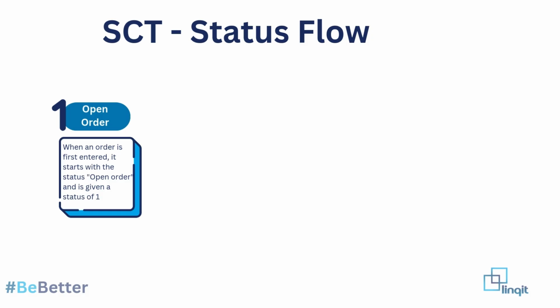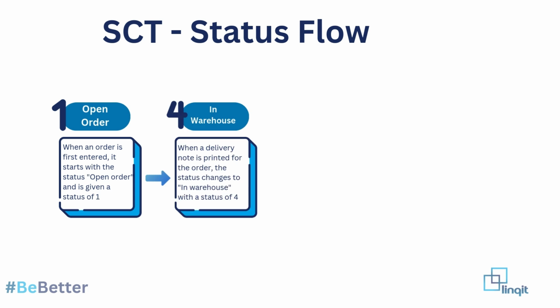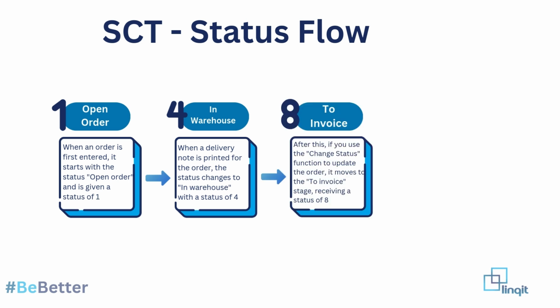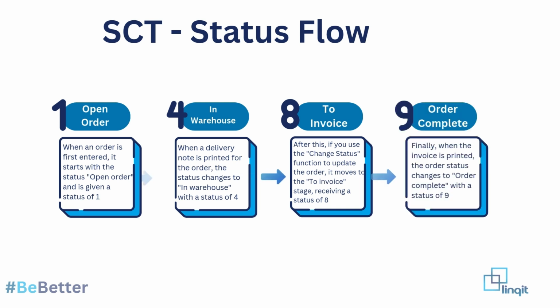When an order is first entered, it starts with the status open order and is given a status of 1. When a delivery note is printed for the order, the status changes to in warehouse with a status of 4. After this, if you use the change status function to update the order, it moves to the to invoice stage, receiving a status of 8. Finally, when the invoice is printed, the order status changes to order complete with a status of 9.